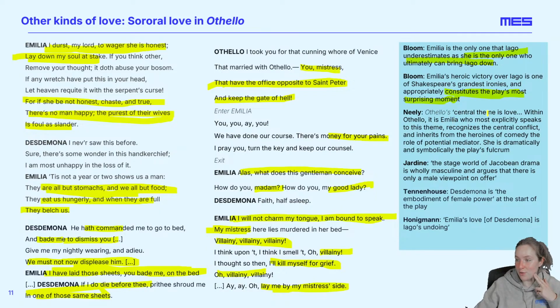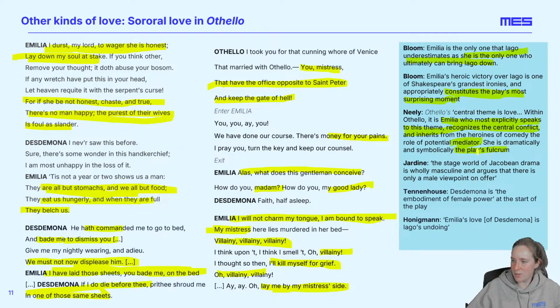Neely says that Othello's central theme is love, and it is Emilia who most explicitly speaks to this theme, recognizes the central conflict, and inherits from the heroines of comedy the role of potential mediator. She is dramatically and symbolically the play's fulcrum, which means the play's middle point that everything else tips on. Because it's her who speaks truly about marriage relationships. It's her who has a more equal relationship with her husband. It's her who advises Desdemona and helps her. It's her that loves Desdemona seemingly more than any other character, and her that avenges her.